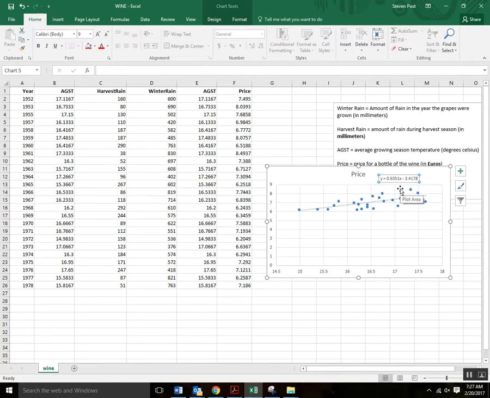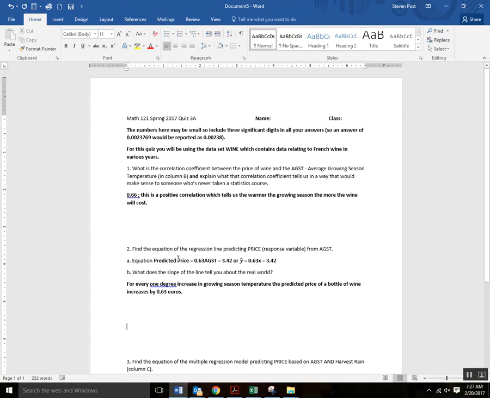And then we can close this out and drag our equation up. So there's our equation, y equals 0.63x minus 3.42. And that's how we have it here. Predicted price, that's our y in the Excel, equals 0.63 growing season temperature minus 3.42. Or if you want to use y's and x's, y hat equals 0.63x minus 3.42. The hat reminds us that we're talking about the predicted price, not the actual price. So the predicted price in the real world is 0.63 times average growing season temperature minus 3.42.